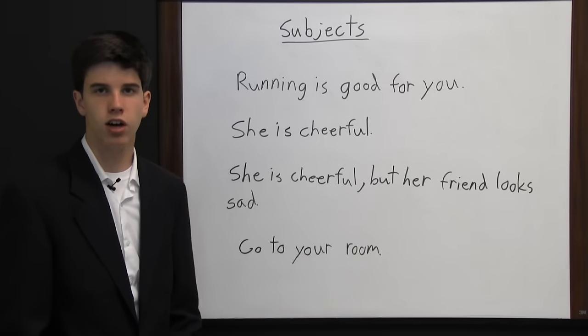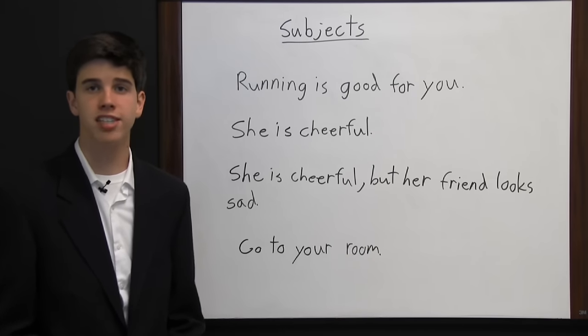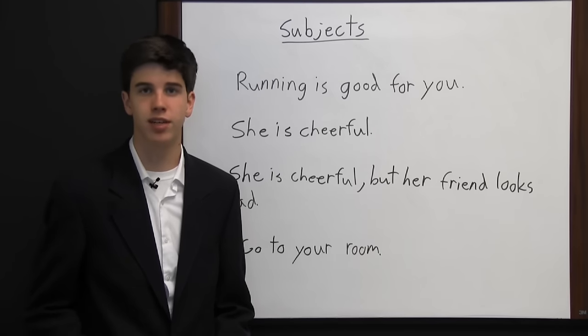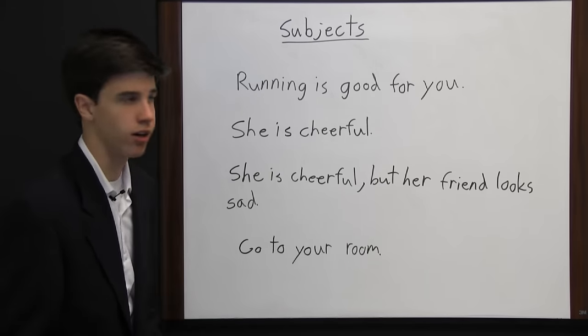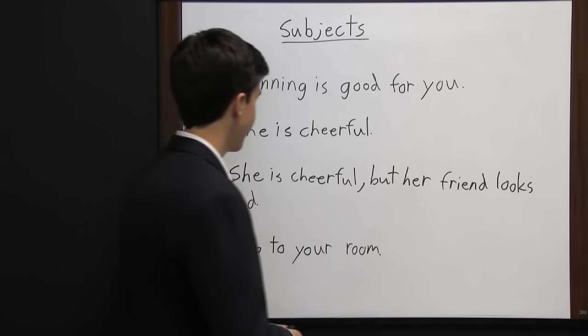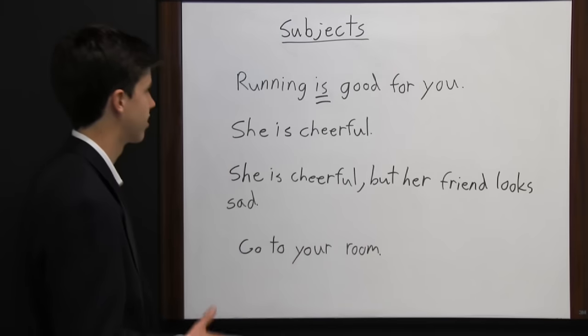A subject, along with a verb, completes a sentence. Every sentence must have a subject and a verb. So always be looking for the subject in a sentence because it has to be there somewhere. Look at this first example. Running is good for you. The verb right here is. So then what is the subject of this sentence?